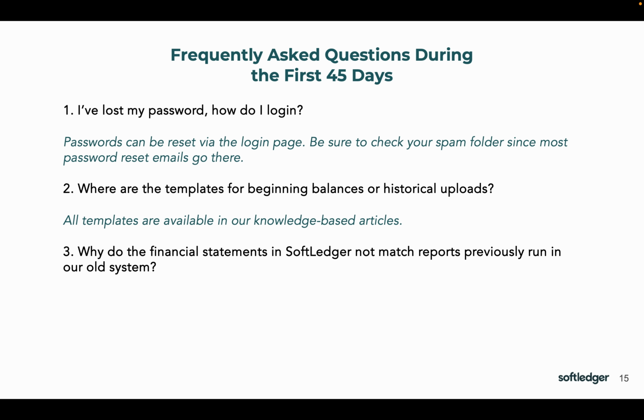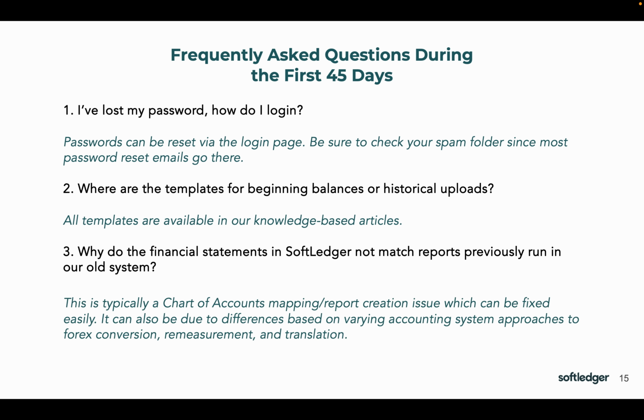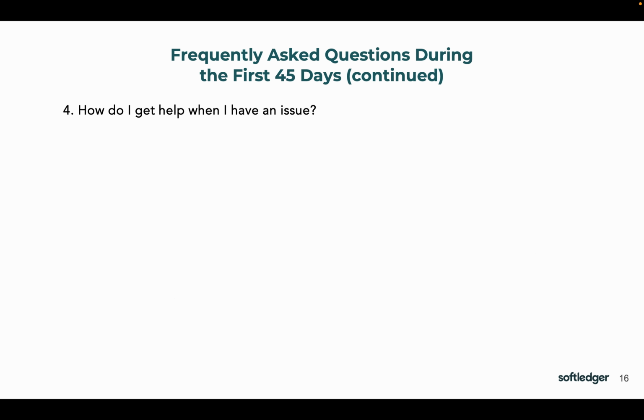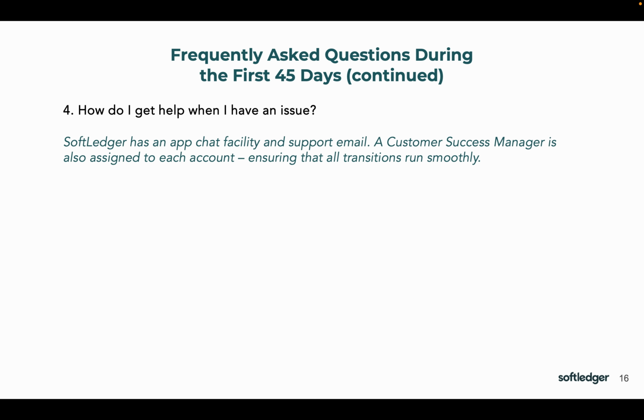Why do the financial statements in SoftLedger not match reports previously run in our old system? This is typically a chart of accounts mapping/report creation issue, which can be fixed easily. It can also be due to differences based on varying accounting system approaches to forex conversion, remeasurement, and translation. How do I get help when I have an issue? SoftLedger has an app chat facility and a support email. A customer success manager is also assigned to each account, ensuring that all transitions run smoothly.